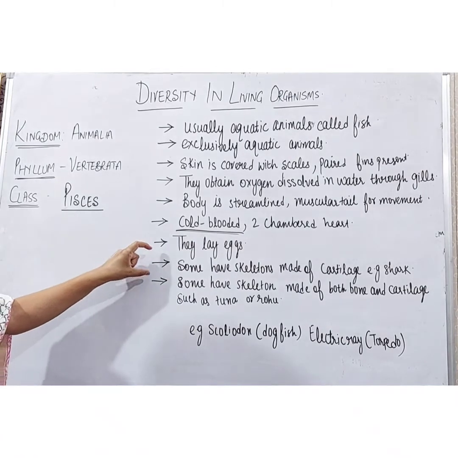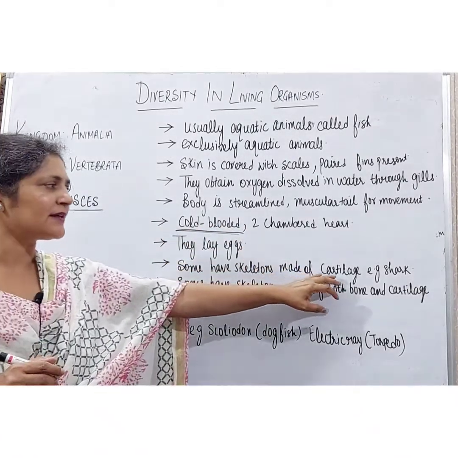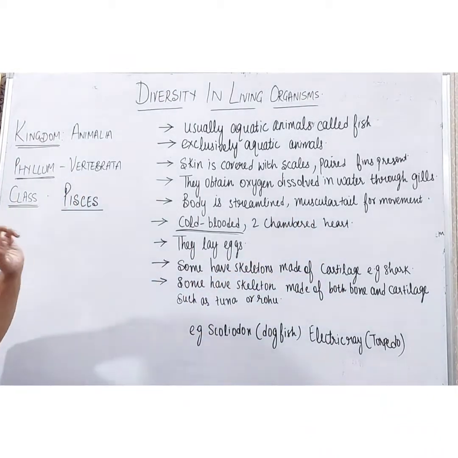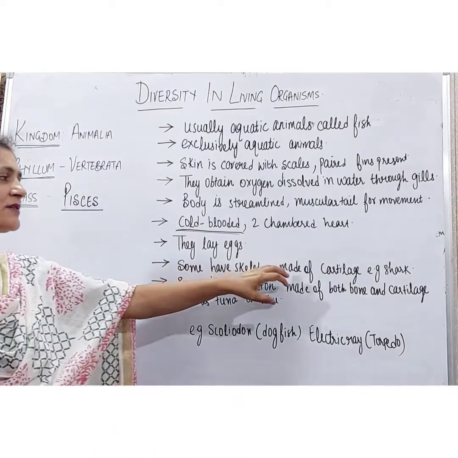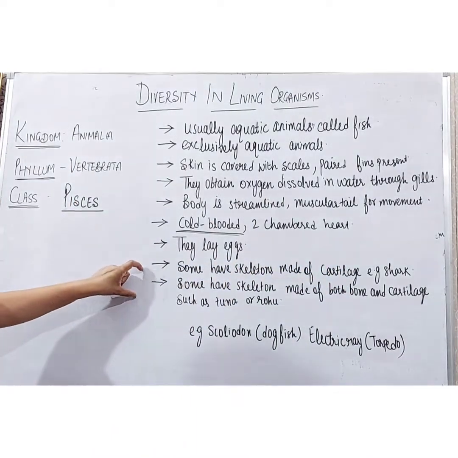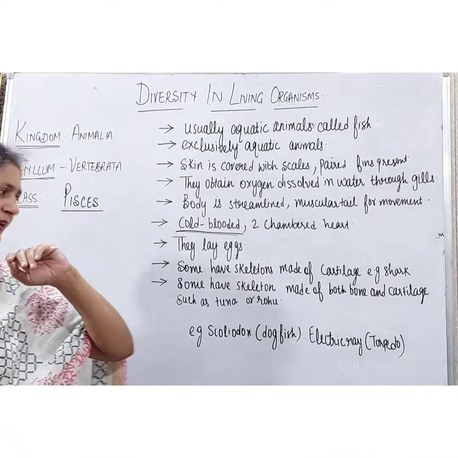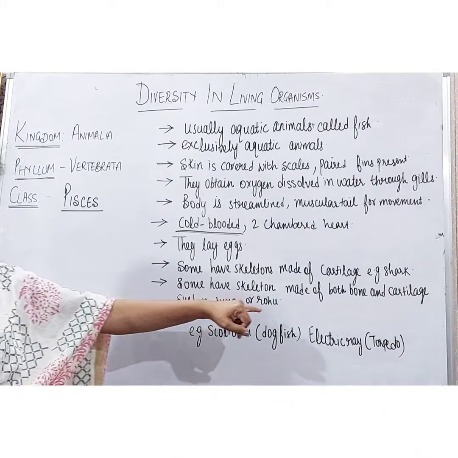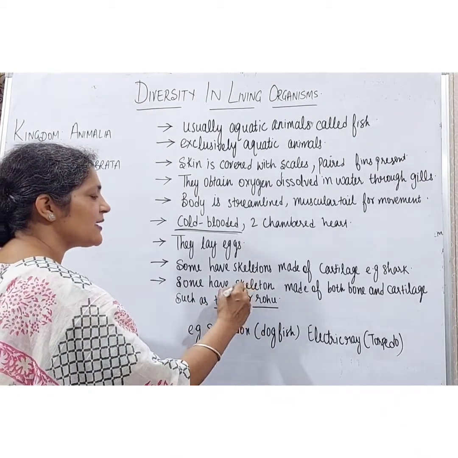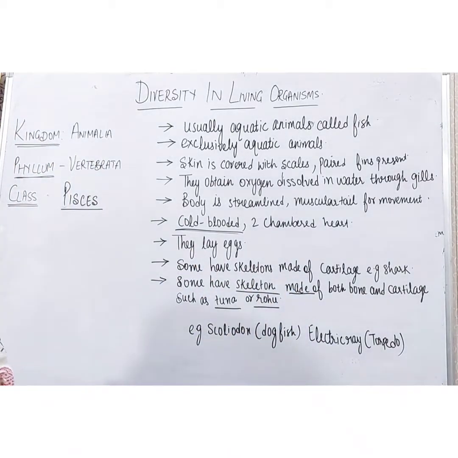They have a skeleton. Some have skeletons made up of cartilage only. An example is shark. And some have skeletons made up of both bone and cartilage, such as tuna or rohu. These are examples of fish which have the skeleton made up of both bone and cartilage.